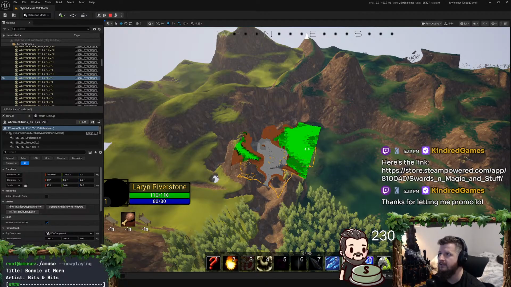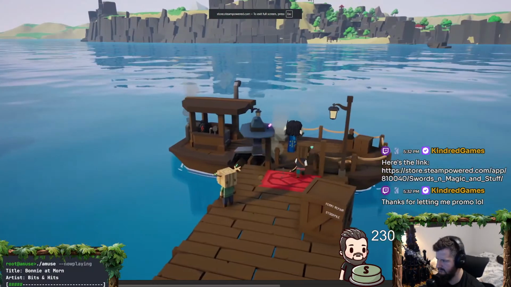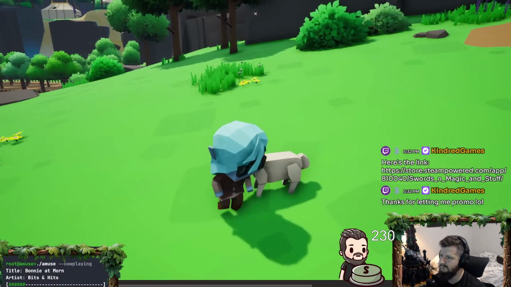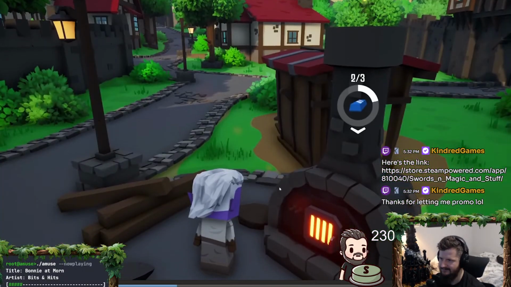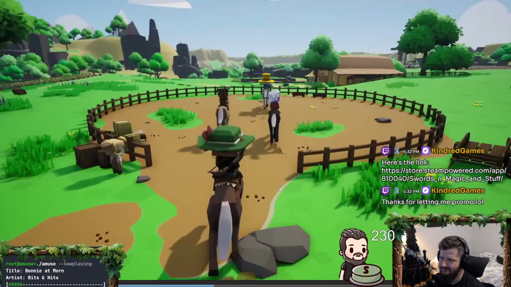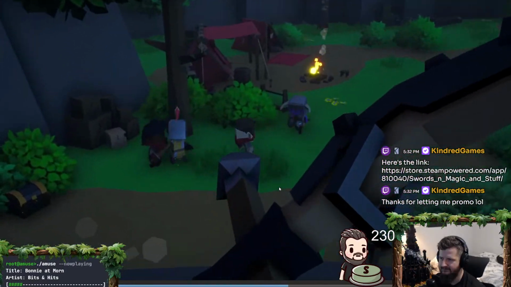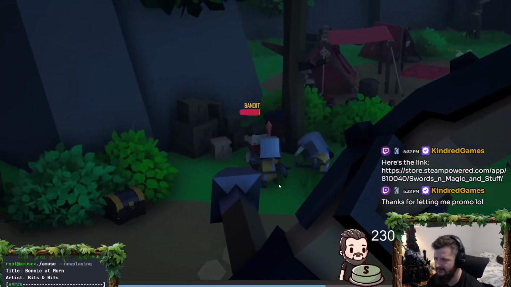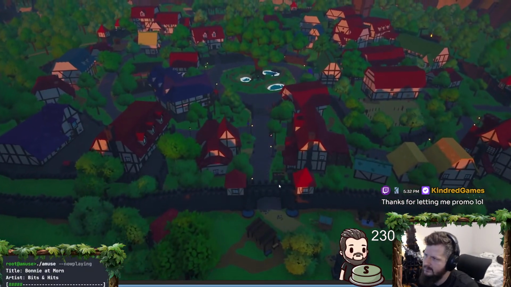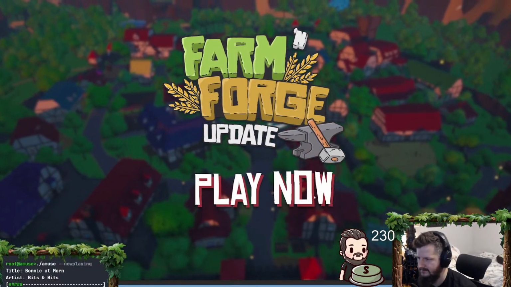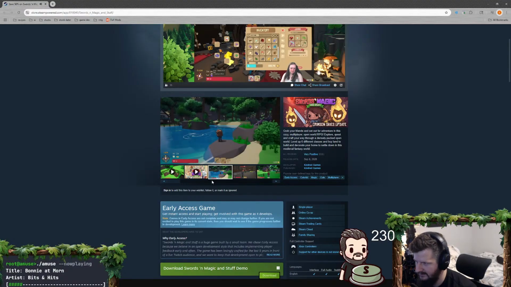Let's check it out. Oh, hell yeah. Colony Sim? Oh, hell yes. I'm so in. Oh my god, it's adorable. And there's little golems and stuff. That's so cool. Can you build that? Farm and Forge. That looks awesome. That looks right up my alley.